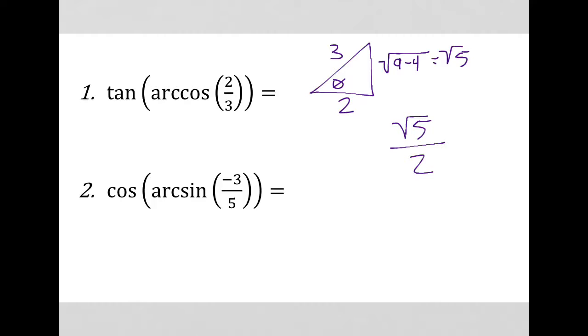But is it positive or is it negative? Well, think about now arc cosine. The arc cosine is positive, which means I am in this quadrant right there where tangent is also positive.